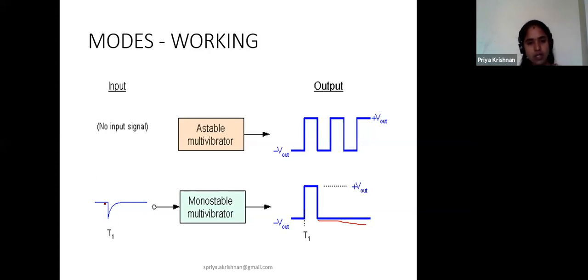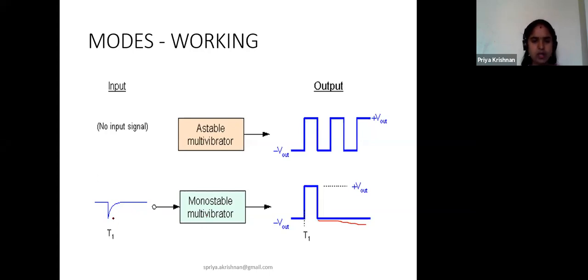Again, if required, the heat is reduced, we give one more trigger. Again, it goes to on state for a particular time. Again, it goes to reset state. Yes. So this is about the monostable multivibrator.